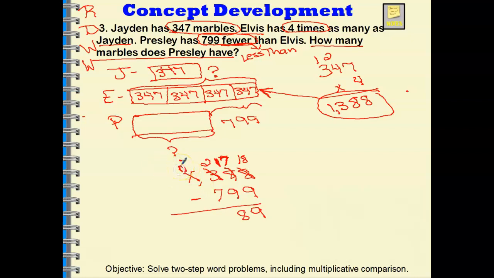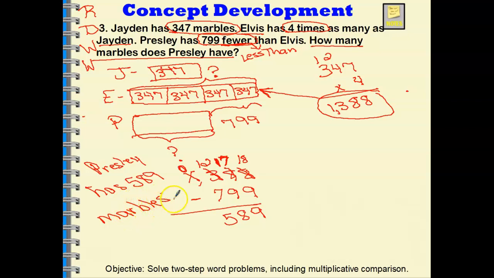I'm going to take my 1,000 away, so I have no thousands left. And I'm going to decompose that 1,000 into 10 hundreds. So I'm going to give that 10 hundreds to my 200s. So now I have 12 hundreds. So 12 minus 7 is going to leave me with 500. 589 marbles. So my final answer would be Presley has 589 marbles.